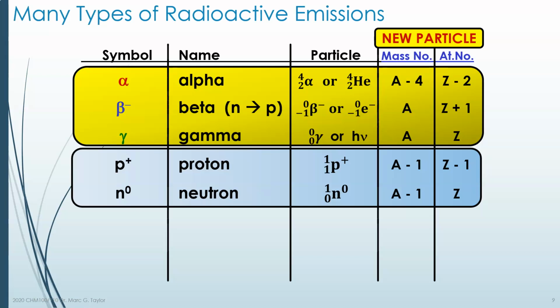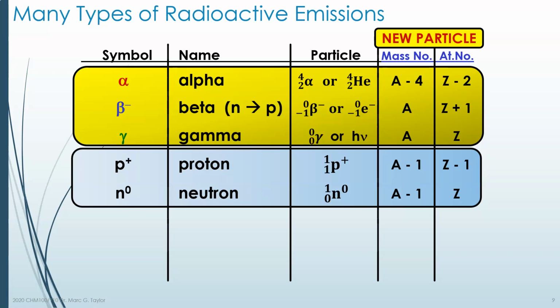And if you lose a proton, that's going to drop your atomic number by 1 because you're losing a proton, but it also drops your mass number by 1. Whereas if you lose a neutron, you're dropping your mass number by 1 because neutrons are part of the mass number, but you're not touching the atomic number. So you end up with the same element, just a lighter isotope of that element.